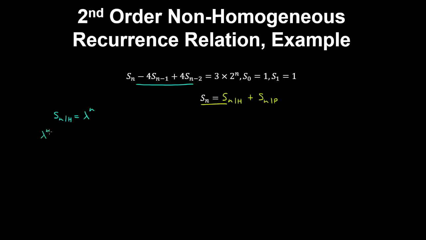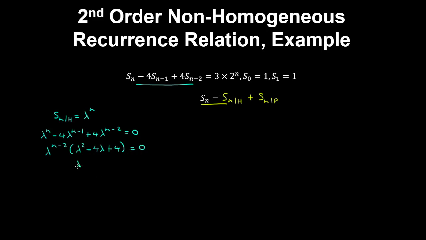So we have lambda to the n minus 4 lambda to the n minus 1 plus 4 lambda to the n minus 2, and that's equal to 0. And again we factor out lambda to the n minus 2. So we have lambda squared minus 4 lambda plus 4 is equal to 0.